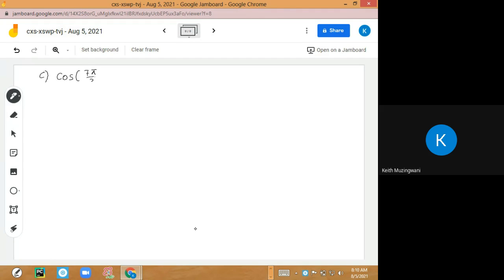Cos 7 pi over 3. First thing is we change 7 pi so that we can understand the quadrant where I can find it. This guy is 180 over pi, so the pi's will go, 3 here, 1, 6 there. So we get 420. So we're dealing with cos 420 here. So 420, we can get the coterminal angle. We subtract, we get 60. So this is just cos 60.